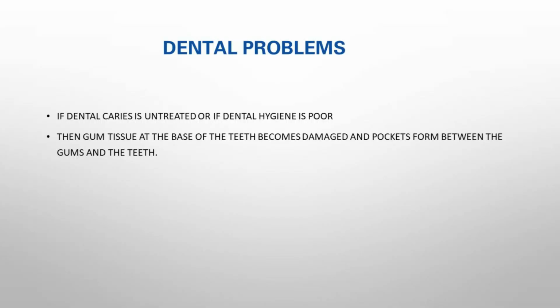The incidence of dental caries has recently been reduced in children and young adults. It is still present in many children and older adults, especially those unable to afford regular dental care, and causes tooth loss and chewing problems. In older adults, periodontal disease is a major cause of tooth loss. If dental caries is untreated or if dental hygiene is poor, then gum tissues at the base of the teeth become damaged and pockets form between the gums and the teeth.